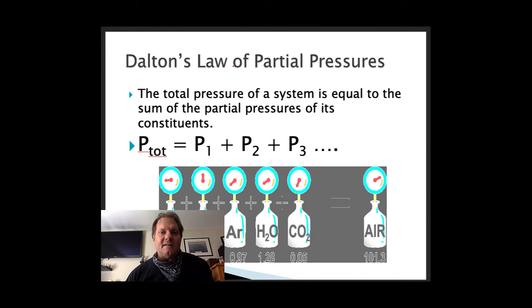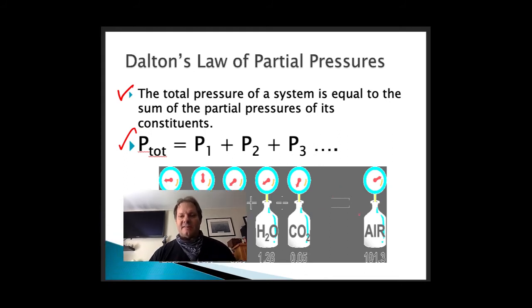Our last law, Dalton's law of partial pressures, says the total pressure of a system is equal to the sum of the partial pressures of its constituents. Doesn't that make sense? If all the gases are added up together, that's the total pressure. Yeah, total pressure is equal to one pressure plus the other, etc.